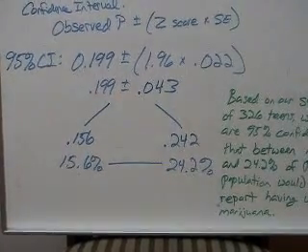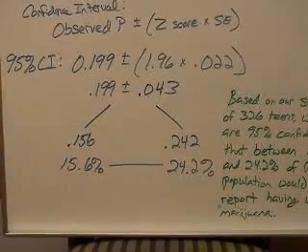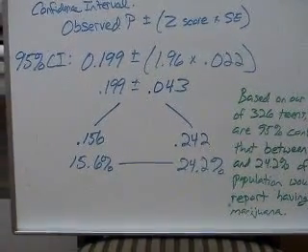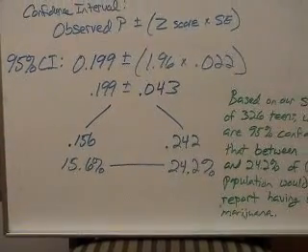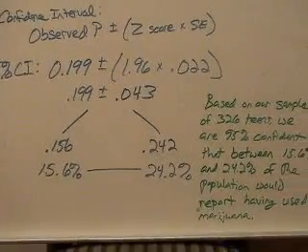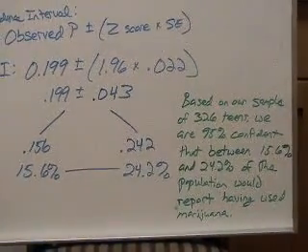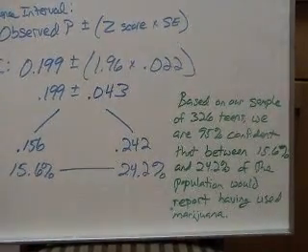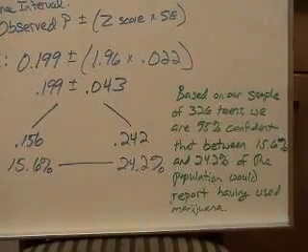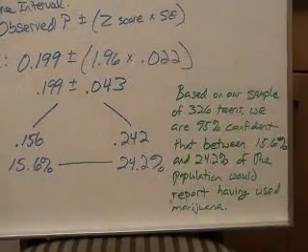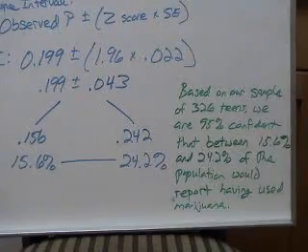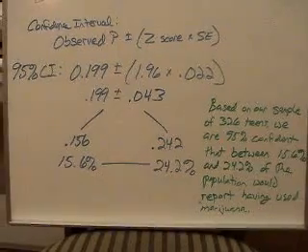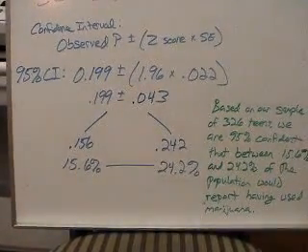Now those proportions can be converted into percentages, and you can see those there: 15.6% and 24.2%. And that is your confidence interval. Now let's explain this in narrative form, which you will have to do on your exam. Based on our sample of 326 teens, we are 95% confident that between 15.6% and 24.2% of the population would report having used marijuana. We can see how representative that sample of 326 is for a broader population.